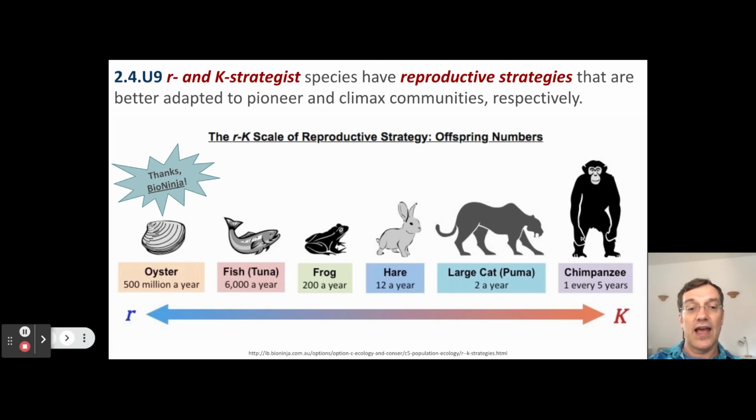BioNinja has a great graphic that shows this scale, right? Oysters may produce 500 million offspring every year, and a tiny, tiny fraction of those will actually survive to reproduce again. On the opposite end of the spectrum, you have primates such as chimpanzees who only produce one or two offspring every few years. So they invest a lot of time and energy and resources in ensuring that each individual offspring survives.